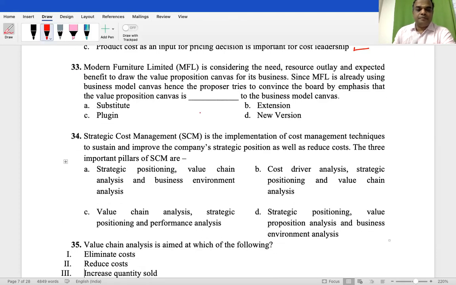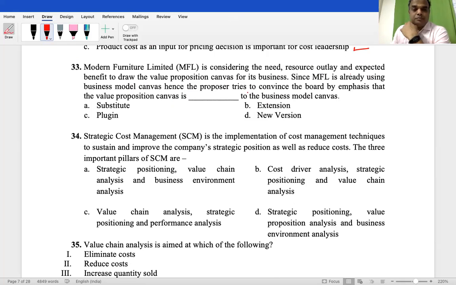Next question. Modern Furnitures Limited is considering the need, resource outlay, and expected benefit to draw the value proposition canvas for its business. Since MFL is already using the business model canvas, the proposer tries to convince the board by emphasizing that the value proposition canvas is dash to the business model canvas. Is it a substitute, extension, plugin, or new version? Read one more time, all of you listen carefully.